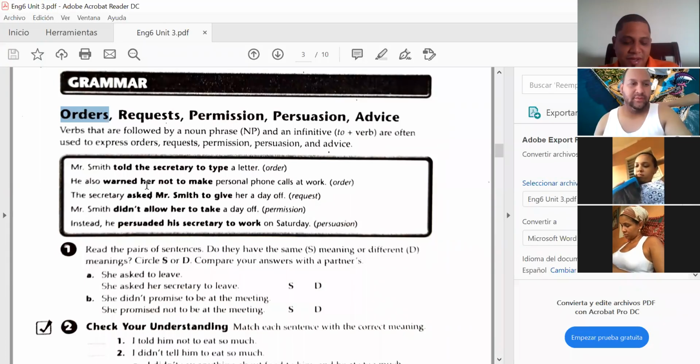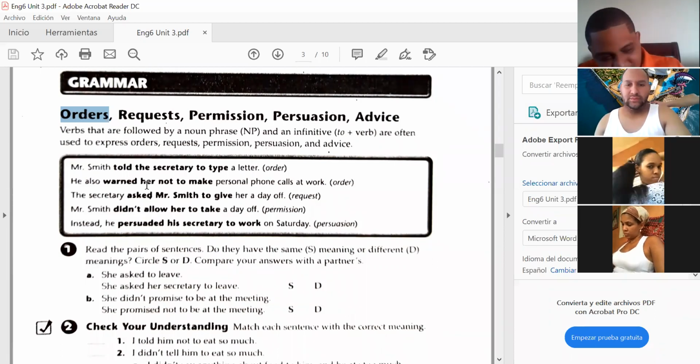Joe Casey, what do you say? Yes. When we are going to give an order, we have to use a modal verb that can be must. Okay, all right, okay.